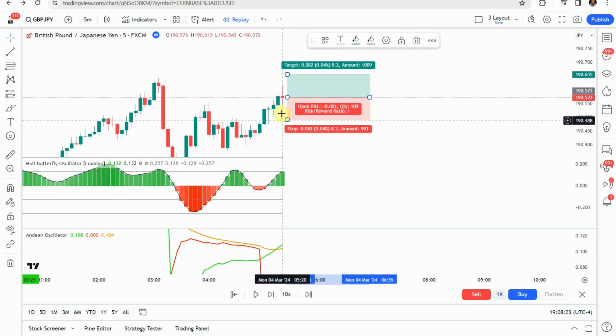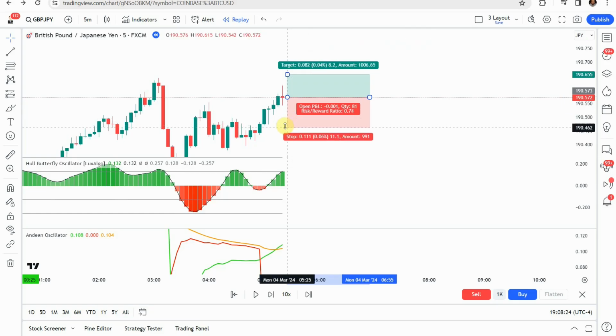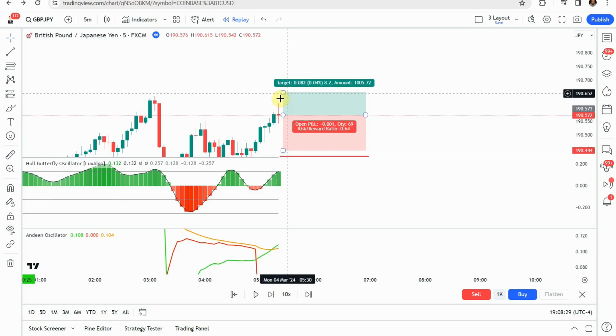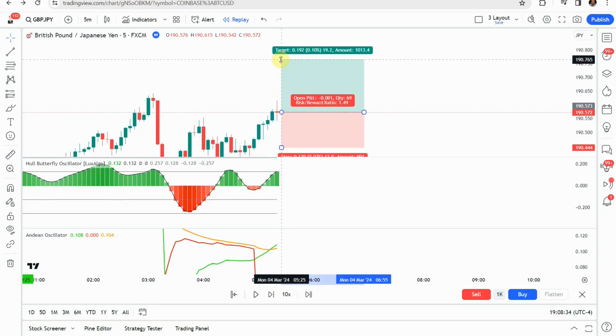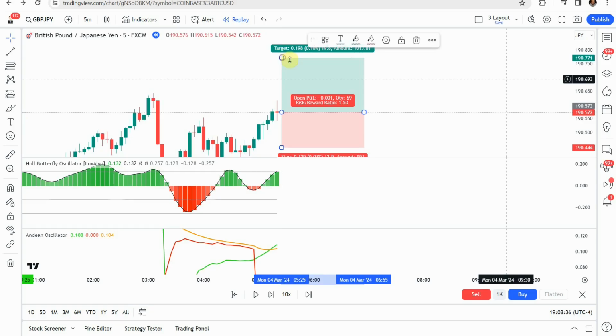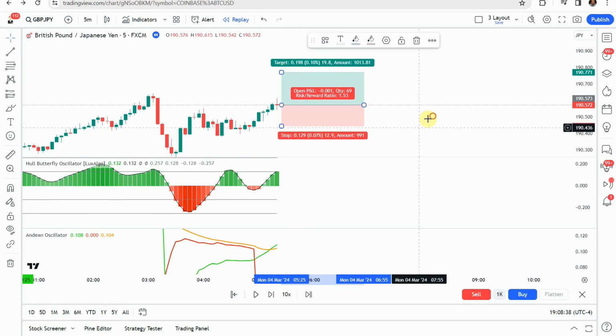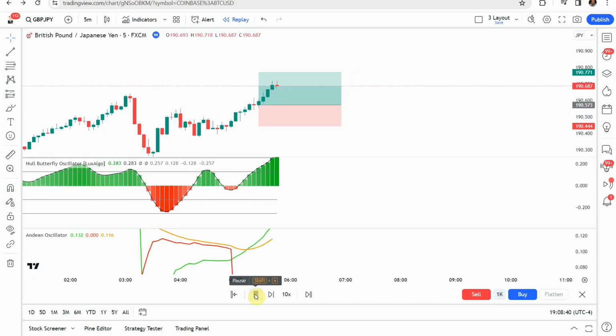Again, we're going to set our trade there. We're going to set our stop at the same 7% right there. And we're going to target that same 1 to 1.5 risk reward right there. Should be good. 1.53, but that's all right. Play forward and see what we get.